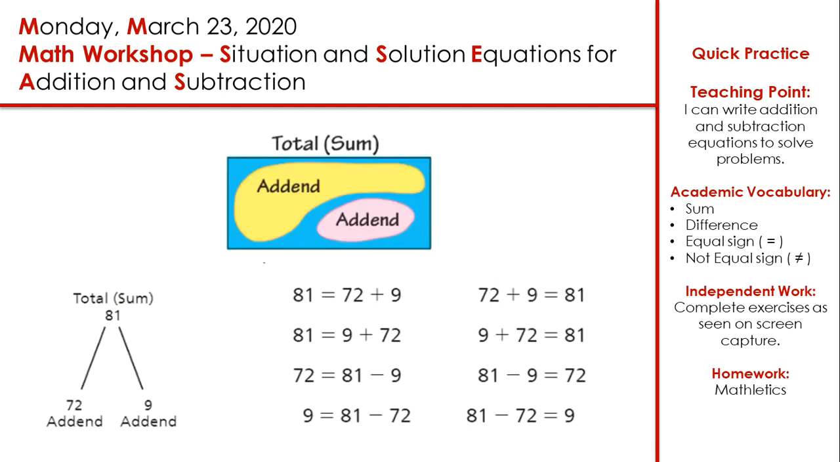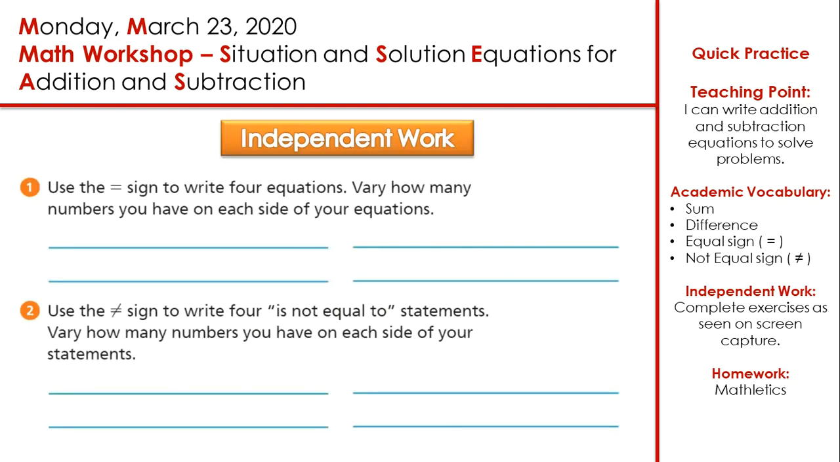Alright guys, if you have any doubt on this, don't hesitate to ask. Now in your independent work, you're going to be working with some exercises that will allow you to create your own equations. On this one, for example, you're going to use the equal sign to write 4 equations. Vary how many numbers you have on each side of your equations. What I want you to try is to work on a math mountain, so you can visually see it.